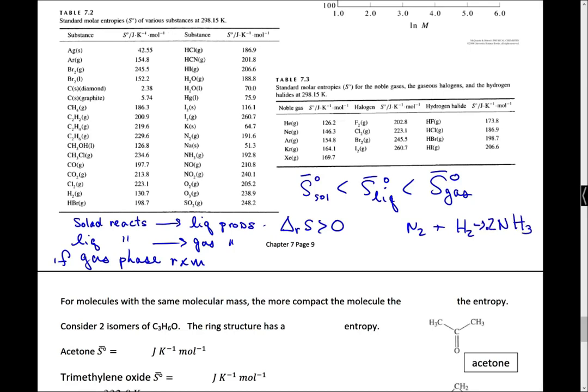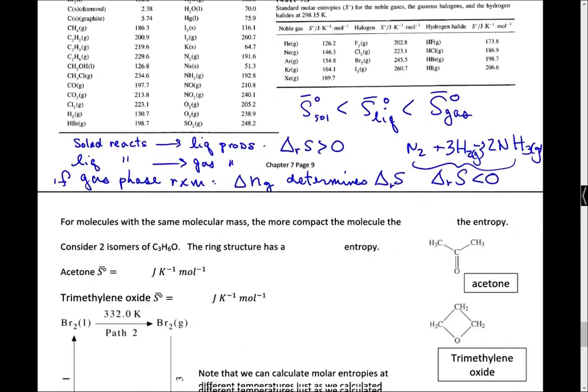So I have 2 moles of gas produced. I'm going to need 3 moles of hydrogen and 1 mole of nitrogen. So in this case, everybody's in the gas phase. I end up with 2 moles of gas. I started out with 4 moles of gas. So what do you think delta S for this reaction is going to be? It's going to be negative, right? Qualitatively, we can predict that. So for a gas phase reaction, delta n, the change in the number of moles of gas, determines the sign. Okay? Make sense?